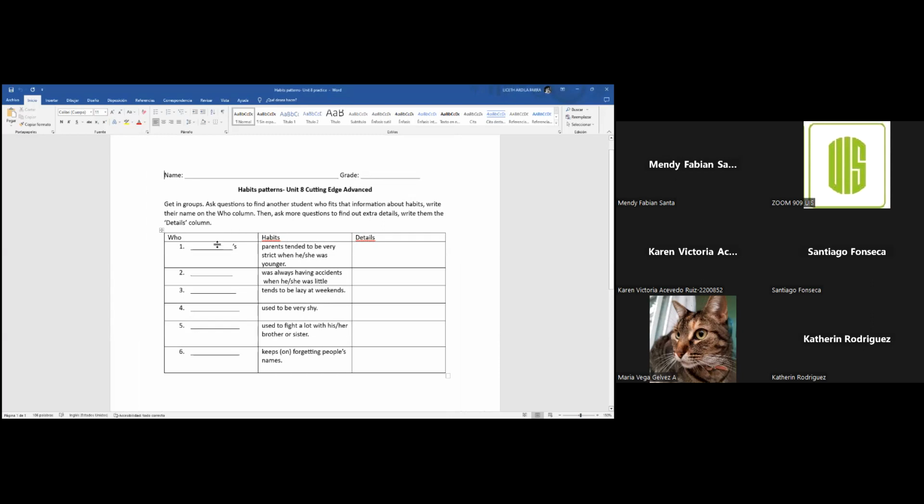So, whose parents tended to be very strict when he or she was younger? Volunteer? My parents. Me, Karen. Are you writing in the document, or you don't have the document? No, I downloaded the document. Oh, okay. No worry, I did it.